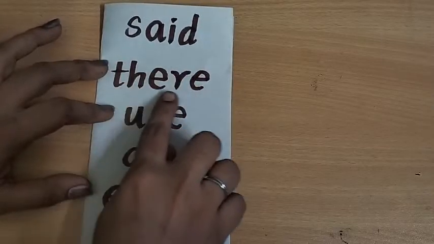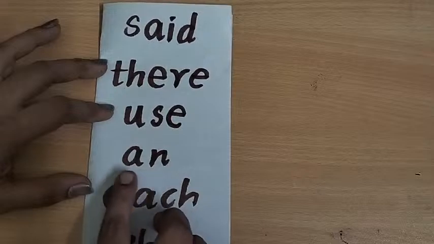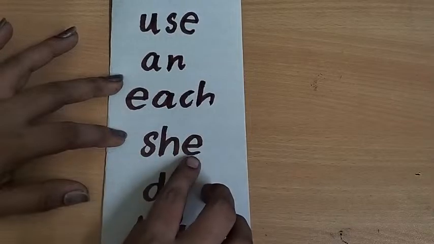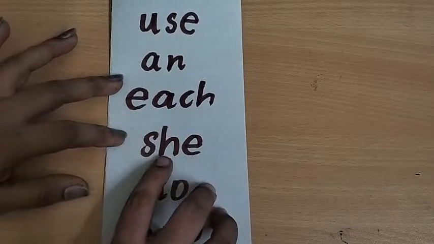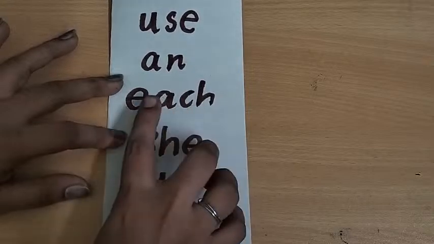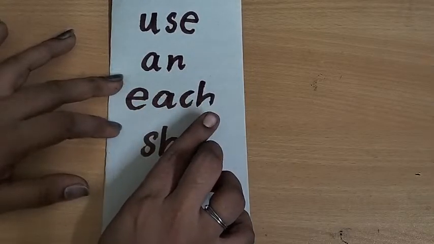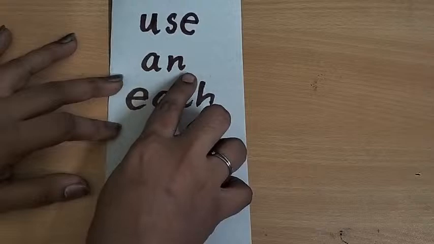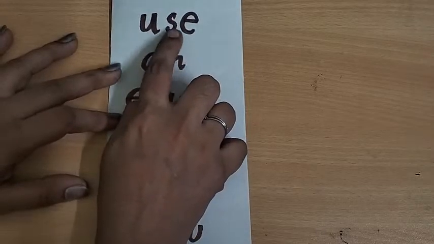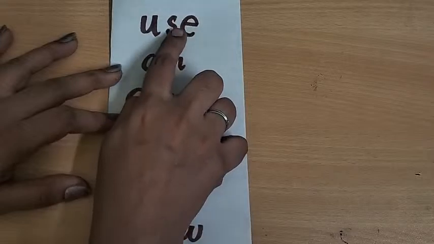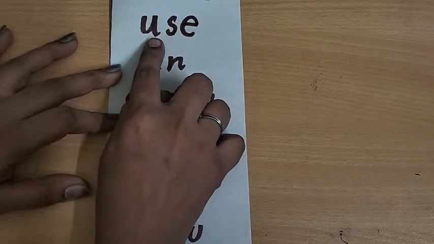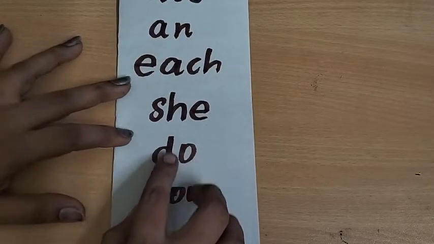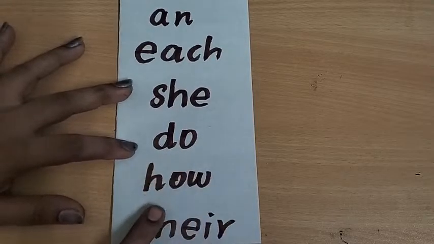Said, there, use, and, each, she. So as we studied before, sh, e, she. Each also, e, a. Later on you'll be learning the sounds e, a, and ch, each. So with the rule of magic e, this also can be sounded out, as the last letter is e. You have to lengthen the sound of the vowel: use. Okay, next: she, do, how, there.